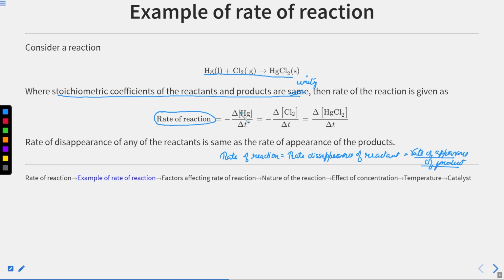So the same thing is written here. What we have written is the change in concentration of mercury by the time taken for that change, along with a negative sign because we are dealing with a reactant, is equal to the negative sign again, because we are dealing again with a reactant, that is chlorine, its change in concentration and the time taken to make that concentration change, is equal to the change in concentration of product by the time taken. And we have put a positive sign because we are dealing with the product. So this was the case with the same stoichiometric coefficients.